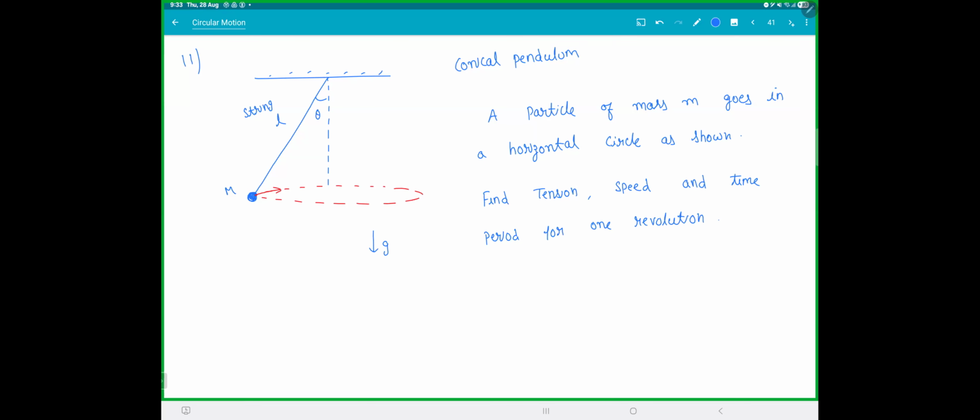Step one, draw the free body diagram. Step two, since it is going in a circle, there is an acceleration toward the center, which is v square by r. And then write your equations and solve. Let's give it a try. I'll give it 2-3 minutes. Just give it a try.